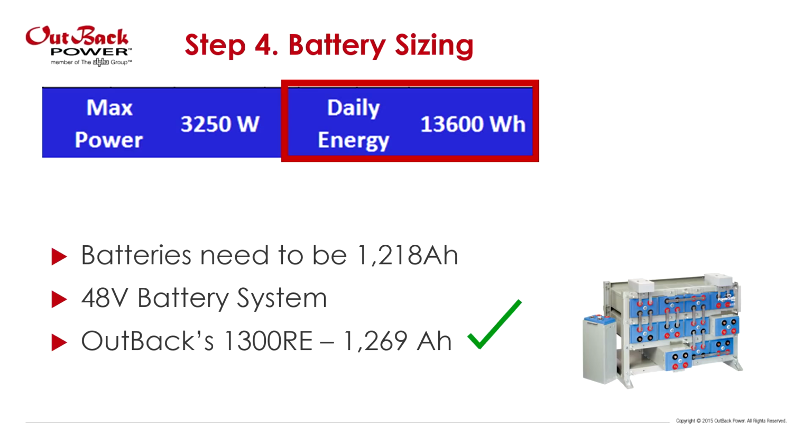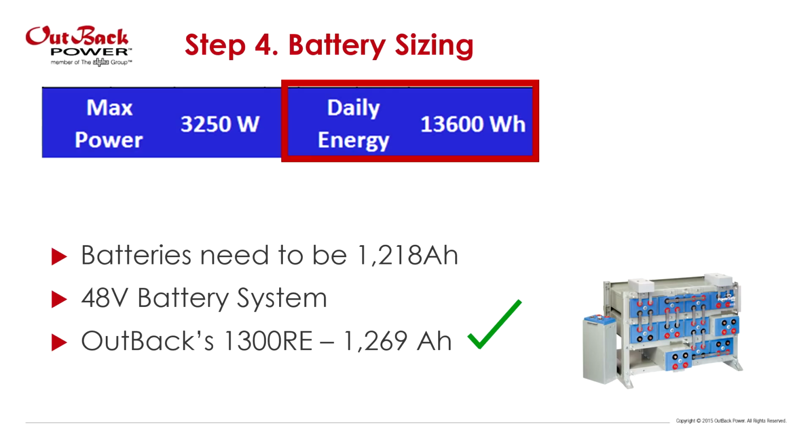So we know that we need batteries that are 1,218 amp hours at the 48-hour capacity. And we know that our batteries are 48 volts. That's the system size that we decided on. So we're going to look at our battery options, and we saw that the 1300 REs has a capacity of 1,269 amp hours at the 40-hour capacity. So that works for us. So we're going to move forward with that number, 1,269 amp hours.